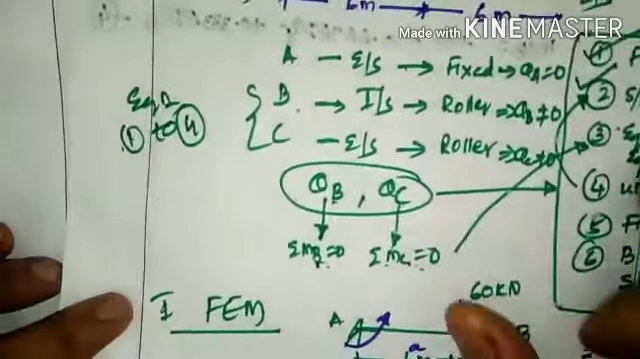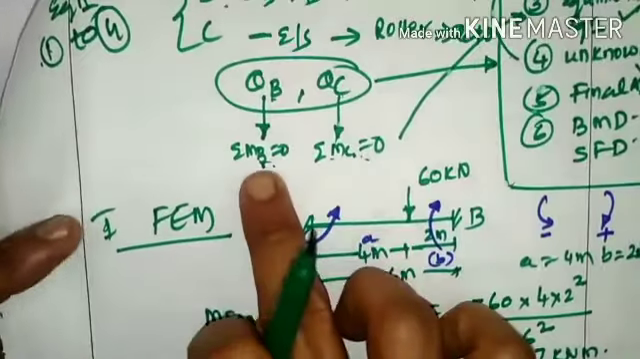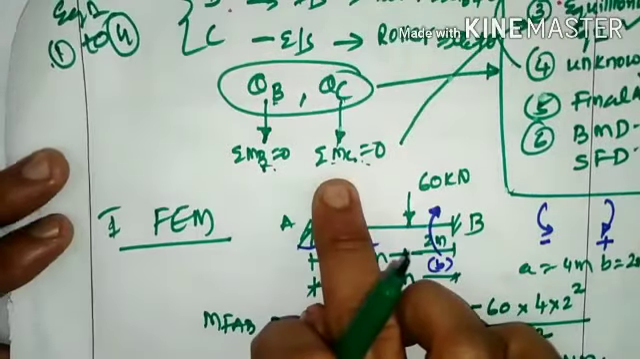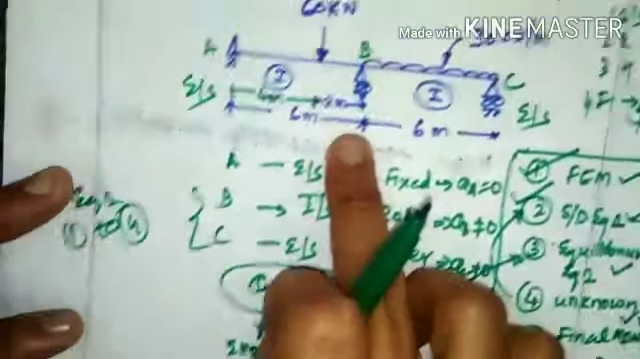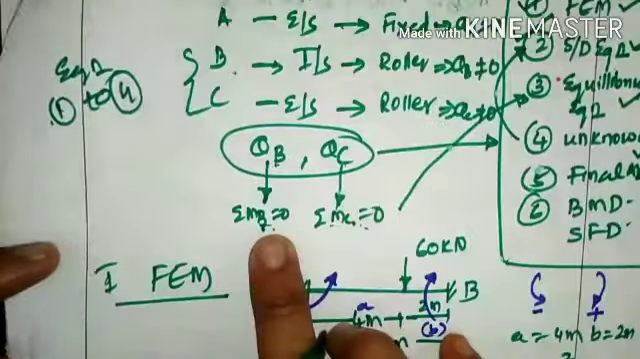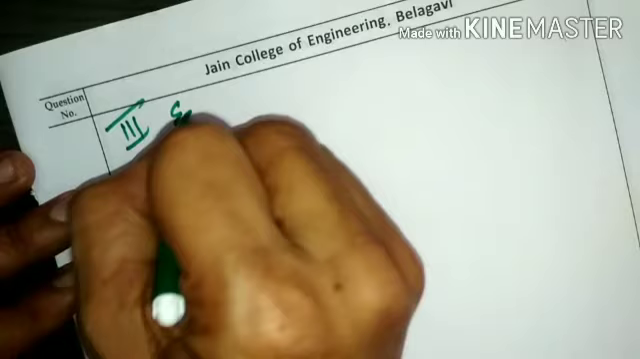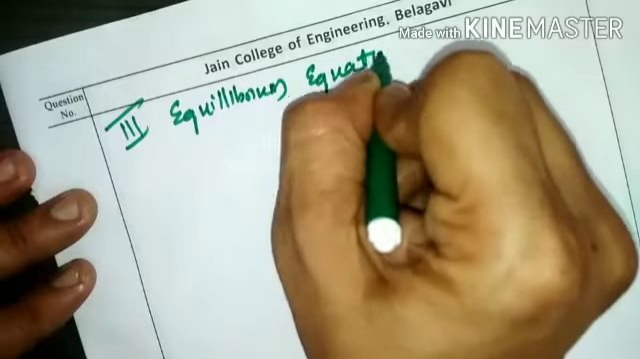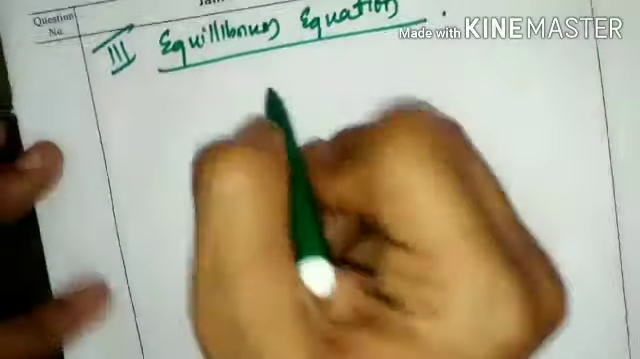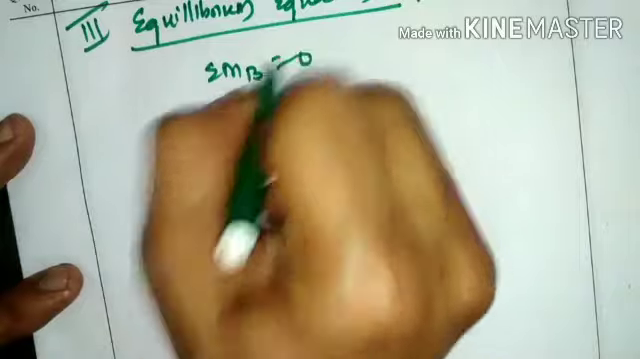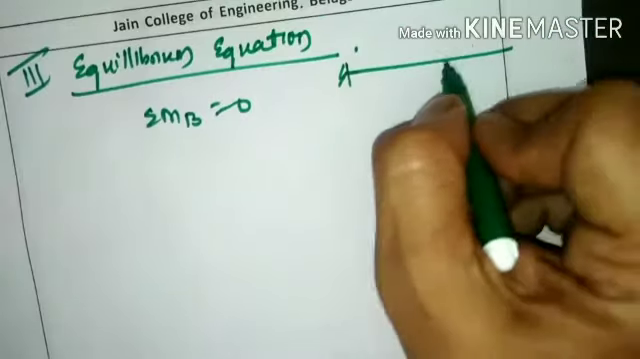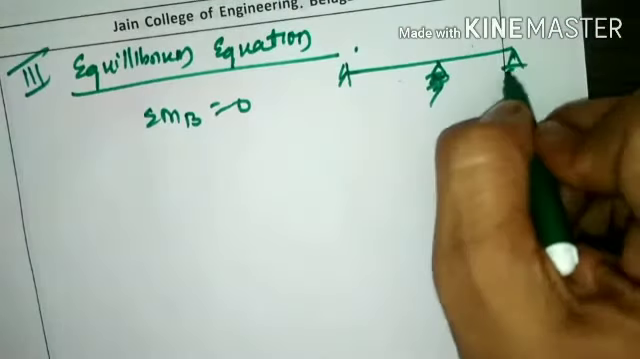Next is to find out the equilibrium equation. Equilibrium equation means summation MB equal to 0 and summation MC equal to 0. As mentioned earlier, since B is a roller support and doesn't have any moment, summation MB will be equated to 0 and summation MC will be equated to 0. So the third step is the equilibrium equation. So take summation MB equal to 0.